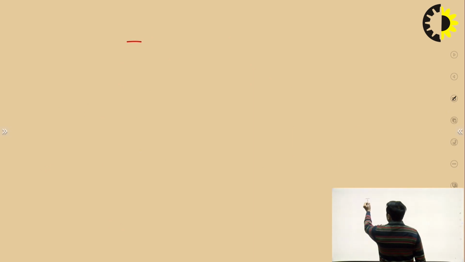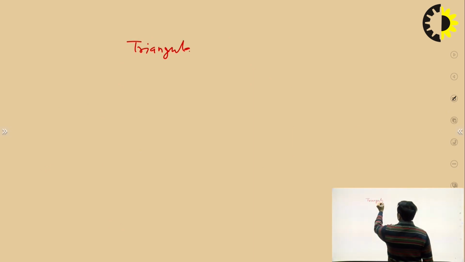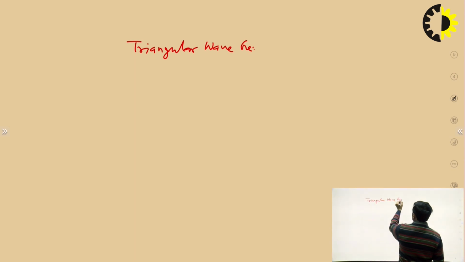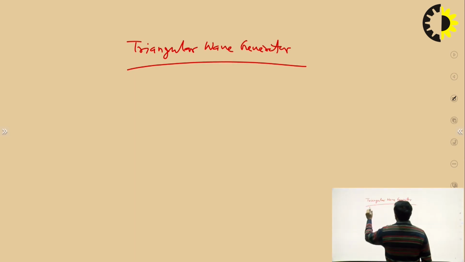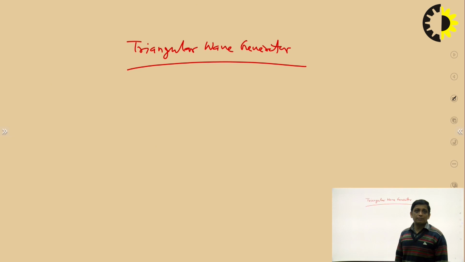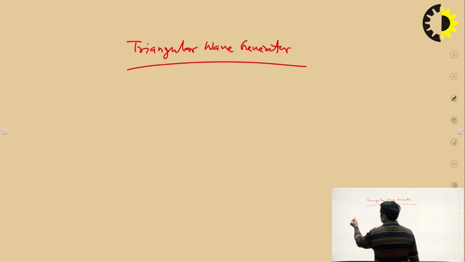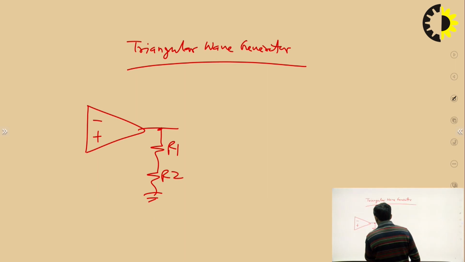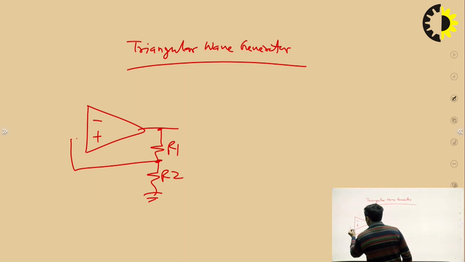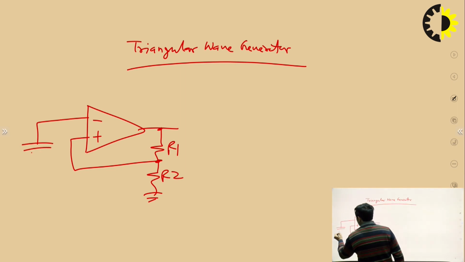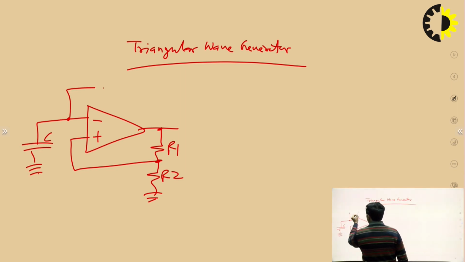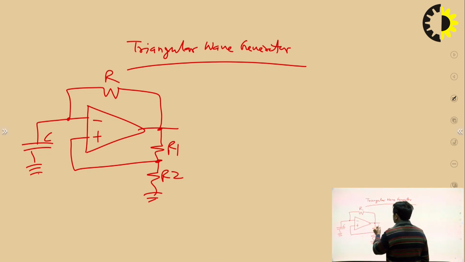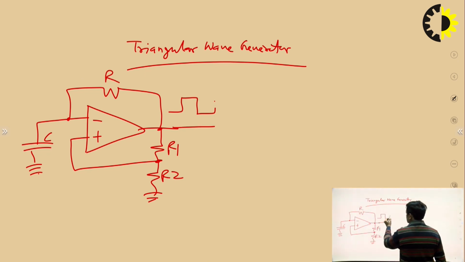Now, triangular wave generator. We can easily generate the triangular wave if we get the square wave. We are getting the square wave with the help of an astable multivibrator. Now again draw the circuit of an astable multivibrator. In an astable multivibrator, there is a voltage divider circuit formed with R1 and R2, and the junction point of R1 and R2 is connected to the non-inverting terminal. At the inverting terminal, there is a capacitor C connected. In the feedback path, there is a resistor R. So the output of this circuit is basically a square wave.